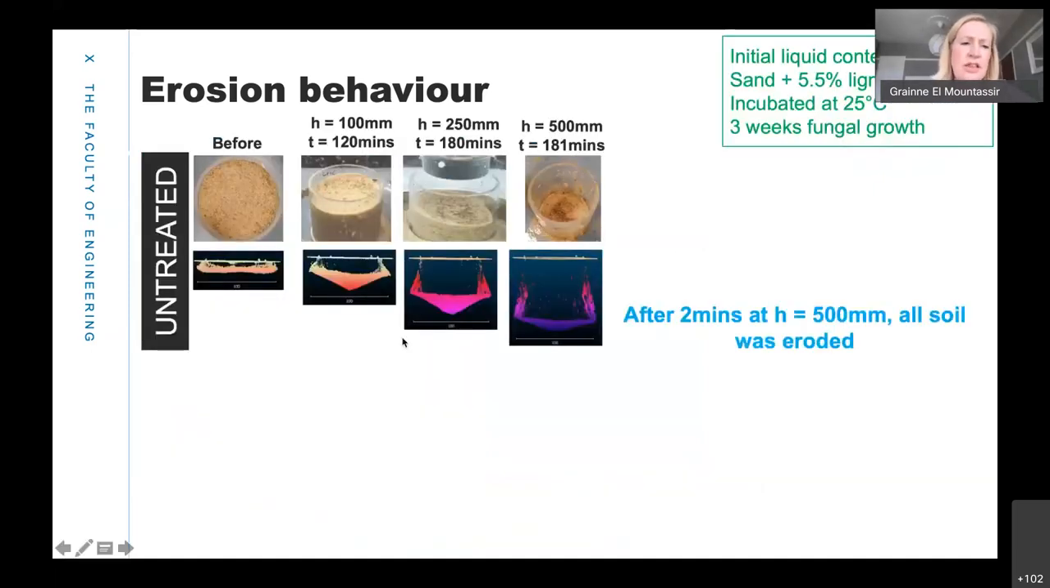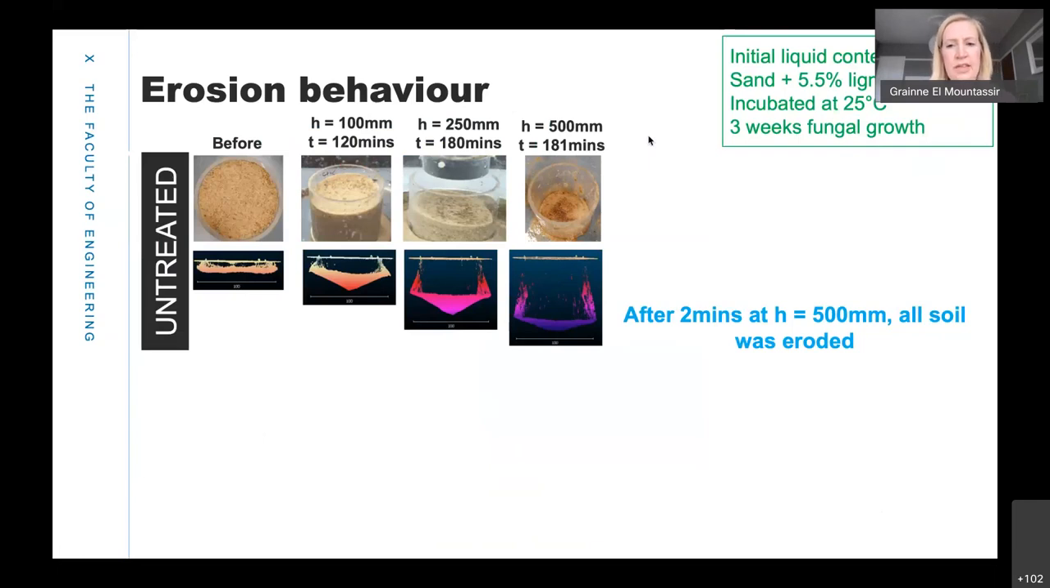If we look first at the untreated results, we have photographs and laser scans at the end of each stage. If we increase the height of water in the jet tube, we increase the energy of the impinging jet, and so we progressively erode the soil. Once we had applied a height of water of 500 millimeters in the jet tube, all the sand in the untreated control had been completely eroded.